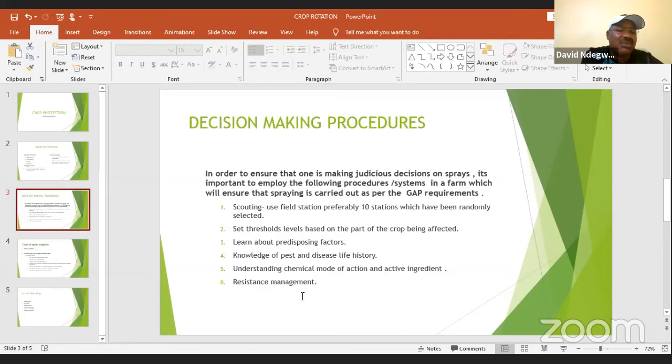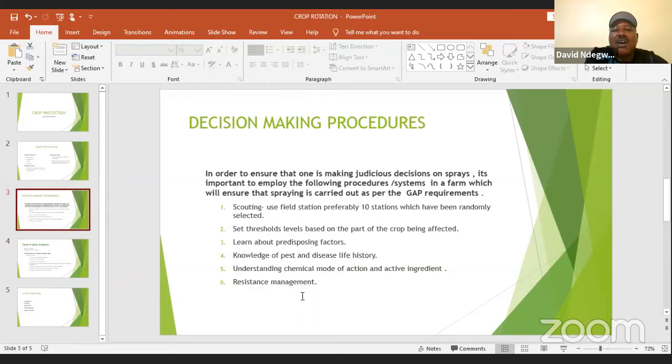Then you go to station two, you record the number of pests and diseases that you may find up to station number 10. Then you get an average. That average will help you in going to number two, where you have the threshold levels. You set the threshold levels based on the part of the crop that is being affected.